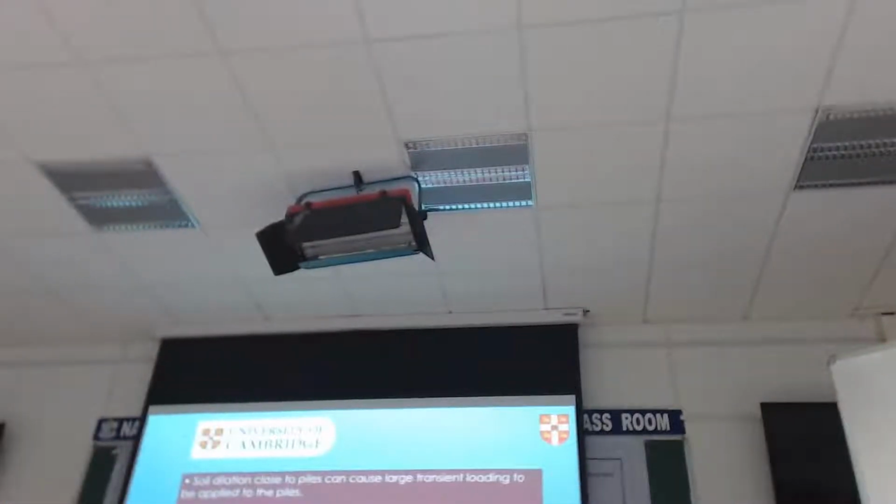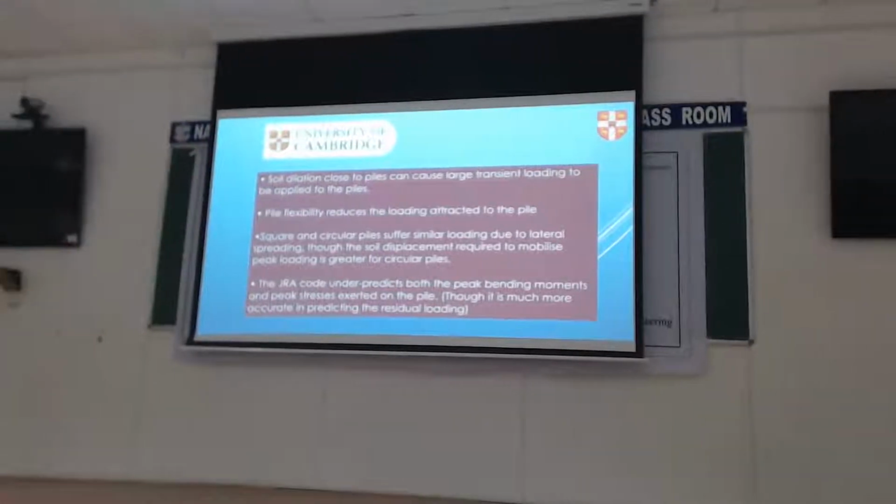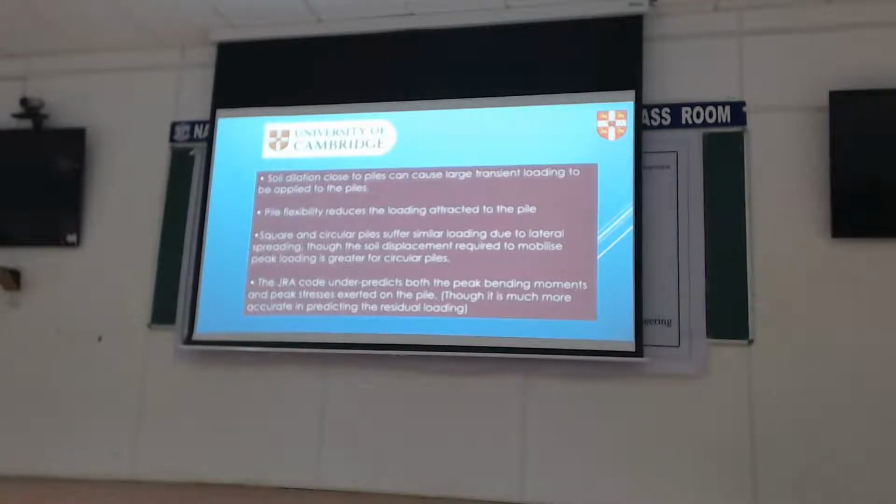Just to capture those points, the soil dilation close to the pile causes large transient loading being applied to the piles, particularly coming from the downslope side. Obviously, pile flexibility reduces the loading attracted to the pile. The more flexible it is, the less load it will attract, but you will pay the price in the form of displacement. The stiffer or more rigid you make the pile, the less it moves, but you pay the price with extra lateral load. So it's six of one, half a dozen of the other.